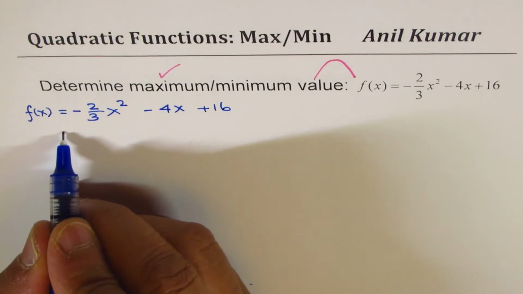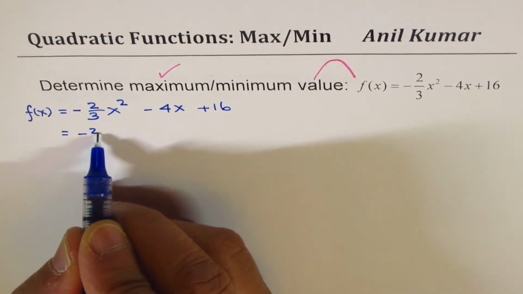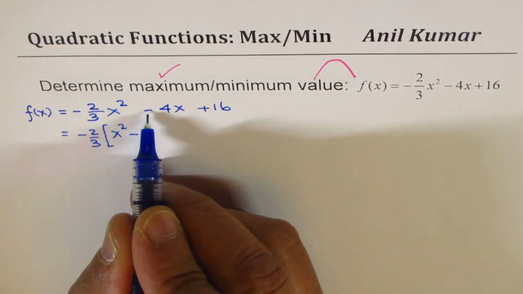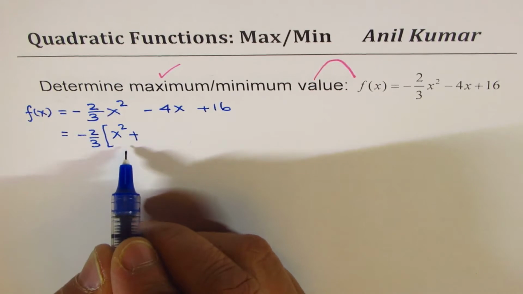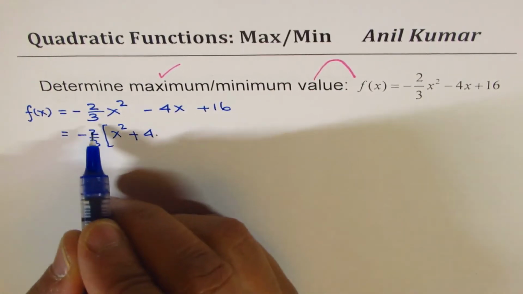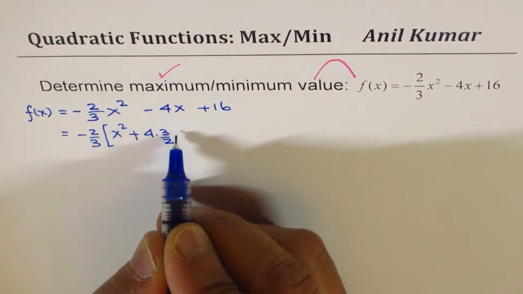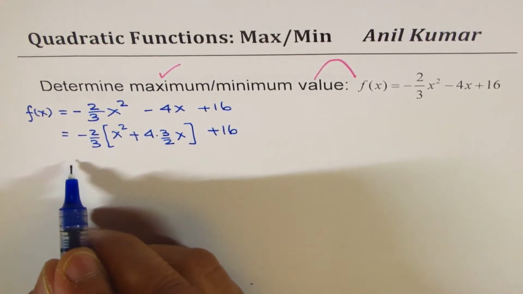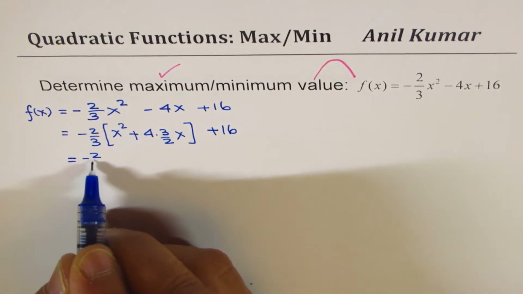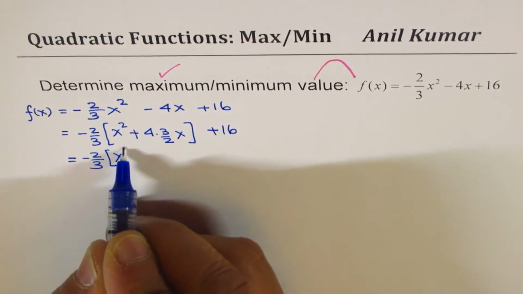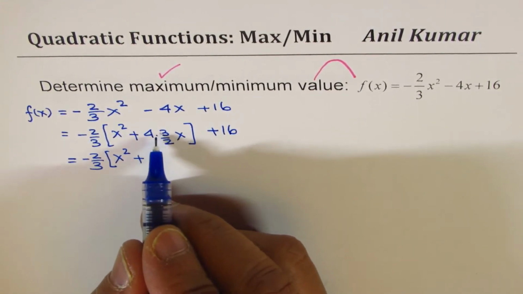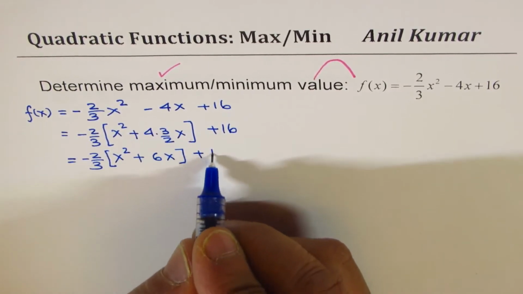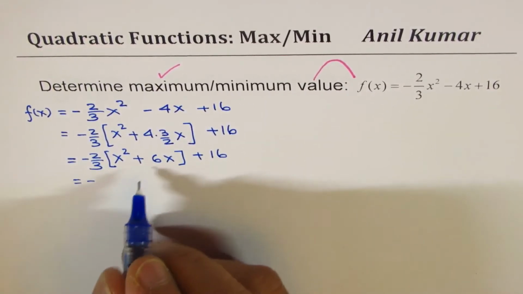So we'll follow the same technique, completing the squares, taking minus 2 over 3 common, using square brackets, x squared, minus and minus becomes positive. Sign has to change, right? 4 times 3 over 2 x, and we have plus 16 here, right? Now that simplifies to minus 2 over 3 x squared plus 3 times 2 is 6. We get 6x here plus 16. Half of 6 is 3, right?